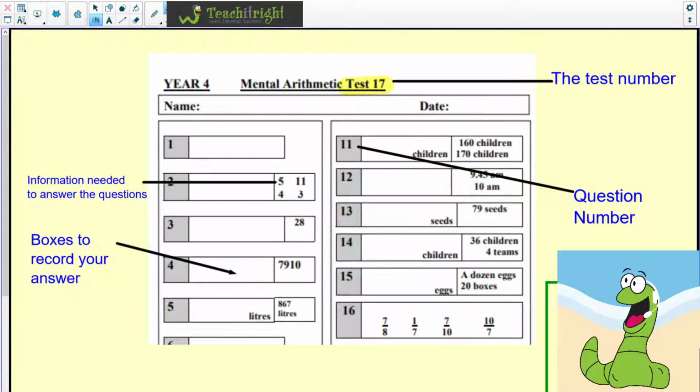Question 18. What is the remainder when 31 is divided by 4?